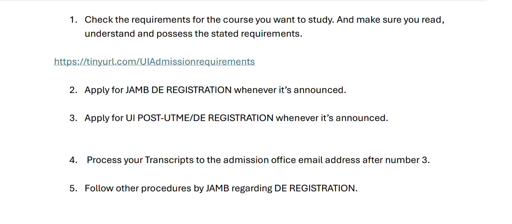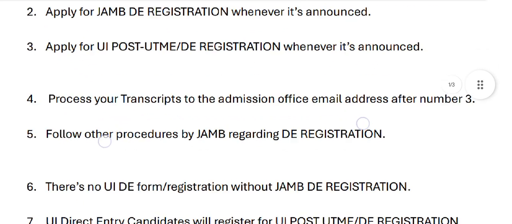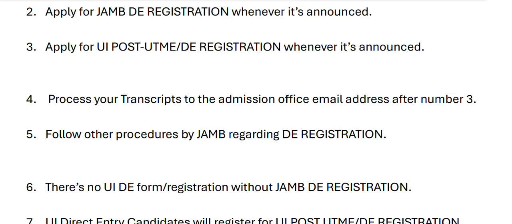You must complete that JAMB direct entry registration. Very important. That's number 2. And any procedure they lay down, you have to follow it. Number 3, you apply for UI POST-UTME registration whenever it is announced.